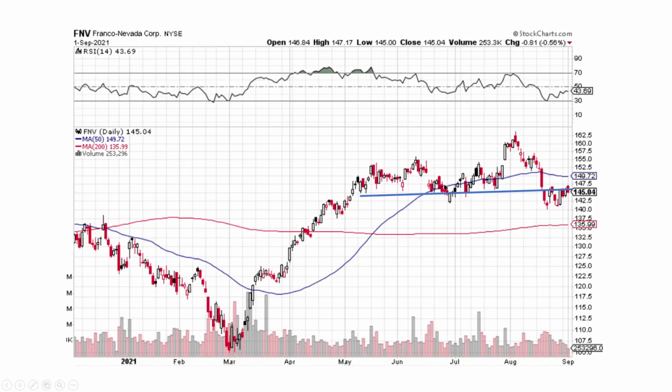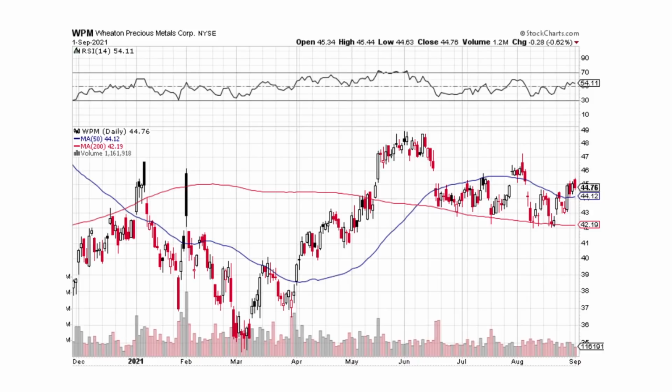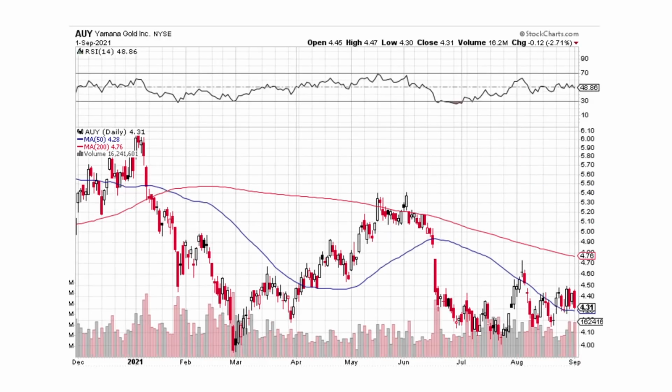Franco-Nevada still trying to break through its little resistance line here. It doesn't look too bad. Wheaton Precious Metals, again, we're trying to get through this sticky portion all through here. And those are 2 royalty companies. You guys like royalty companies.